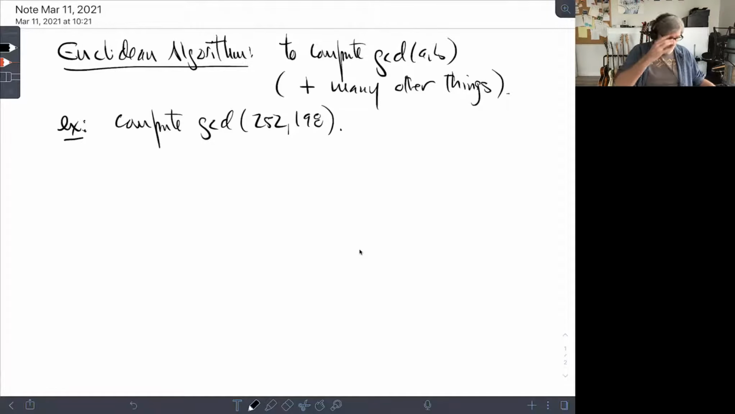Again, I repeat, if you have the prime decomposition of these numbers, then the GCD is easy to compute simply by looking at the primes which appear in both and looking at the exponents. We saw a very nice formula for this, but in general, factoring is not efficient. If you have very large numbers, factoring is out of the question, but the Euclidean algorithm is very fast.